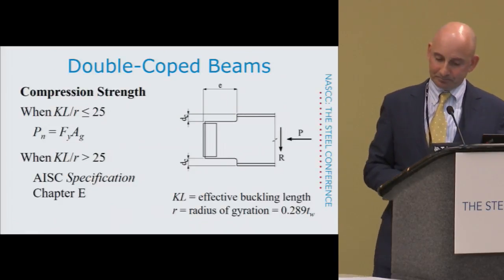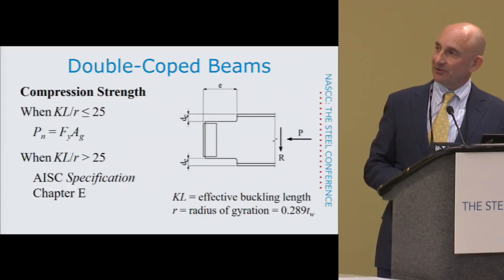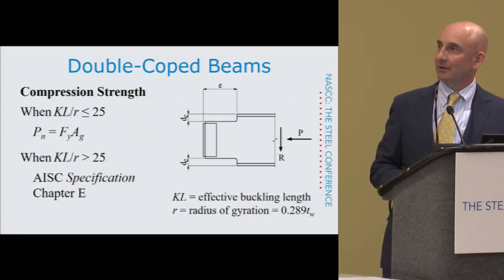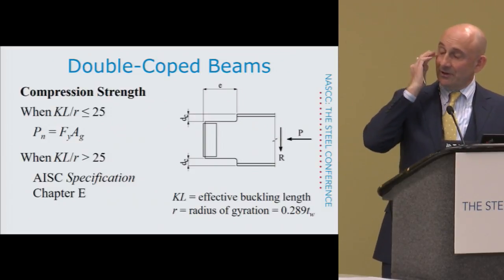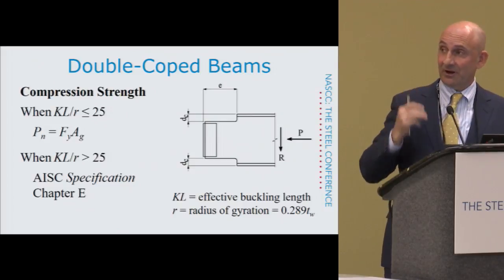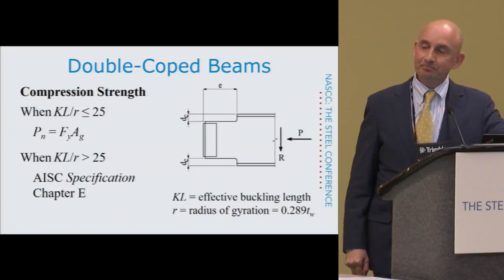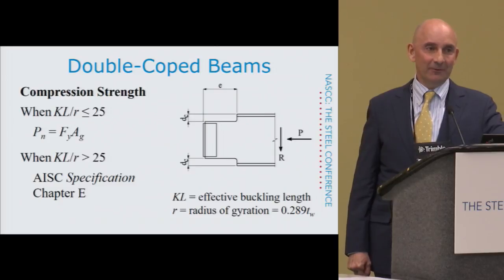Now, what I will say about this is, the judgment thing again. What do you use for K? I think L is pretty well defined here as E or maybe C, which kind of goes to the braced location back here. So L is pretty well defined, and R is defined. It's just the web thickness over the square root of 12. But K is the big deal that we need to come up with.